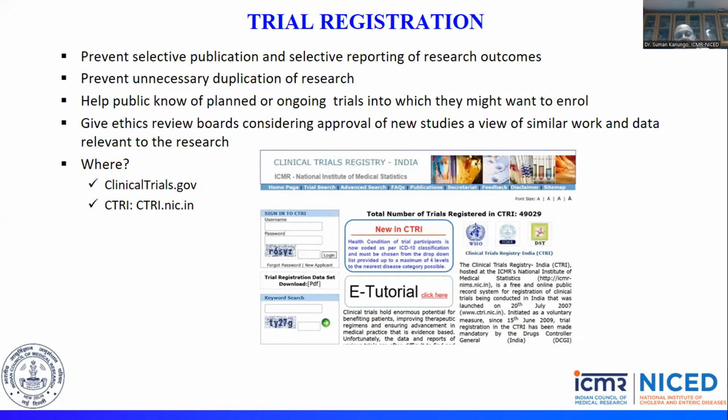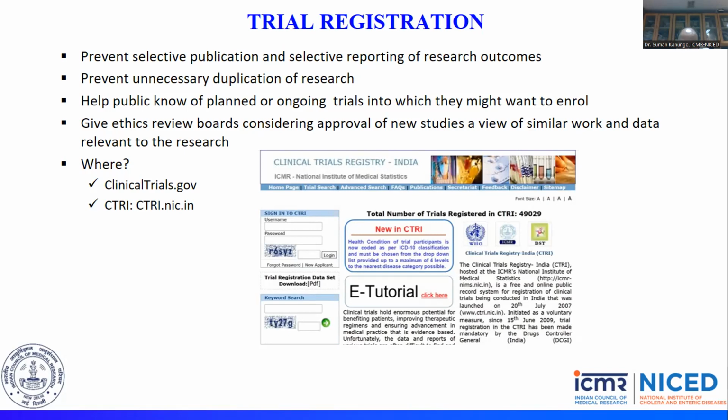It prevents selective publication and selective reporting of research outcomes, where unfavorable results are not published and not known to people. It prevents unnecessary duplication, helps the public know planned or ongoing trials into which they might get enrolled, and helps ethics review boards consider approval of new studies in light of similar work and related data. There are two registries: clinicaltrials.gov and CTRI.in. So in India, we have to register with CTRI.in.